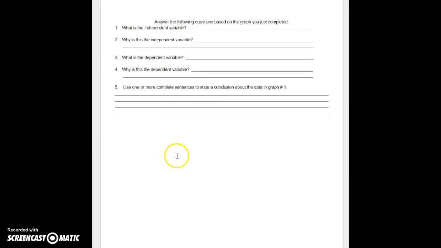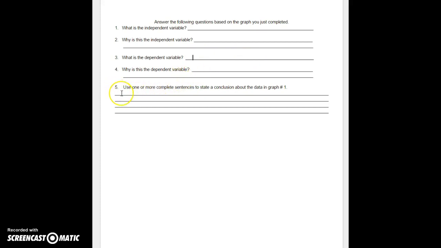As far as the follow-up questions down here, again, what's the independent variable? You should remember that. That's going to be what is on the x-axis. Why is it the independent? Well, think about what the independent is and describe what an independent variable is for me there. Your dependent variable, again, that's going to be your y. Tell me what was in your y column, what you put in your y-axis, and describe to me why that's the dependent variable.